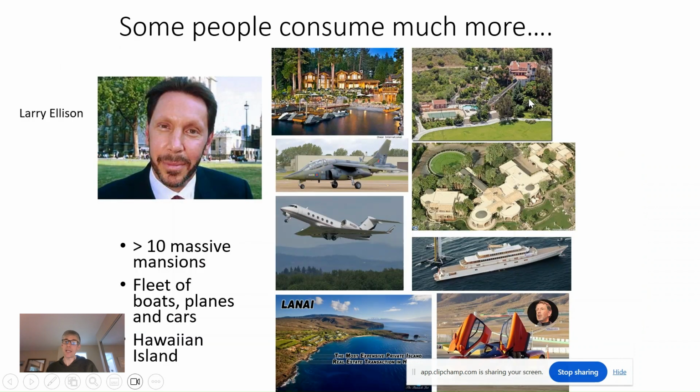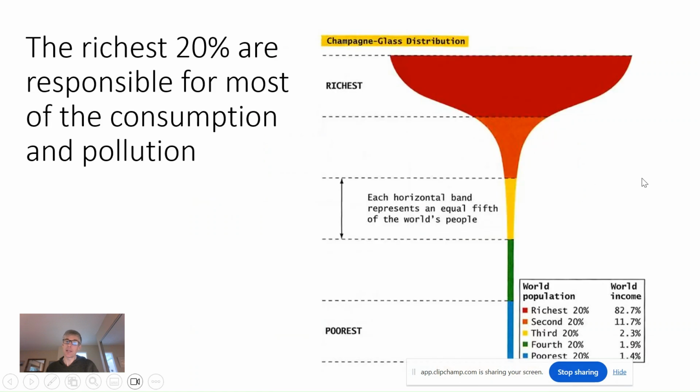Some people are insane in their consumption. This is Larry Ellison. He's the owner of Oracle, who make computer hardware, and he owns an enormous amount of resources, way more than many, many thousand individuals. So if you take the top 20% in terms of wealth, they consume vastly more resources than the rest of the world. And so it's really an affluence problem that we need to solve going forward.